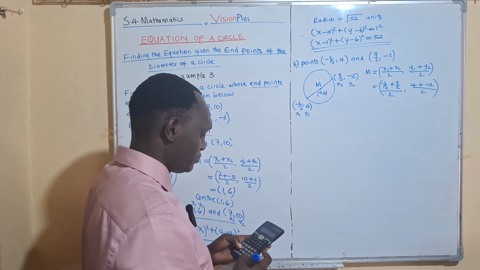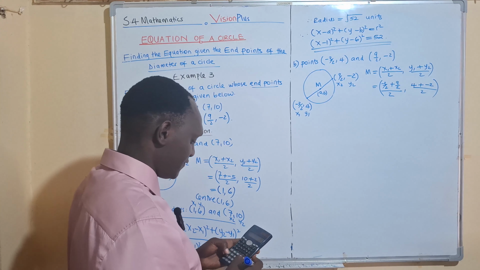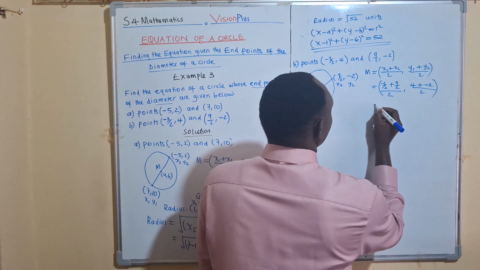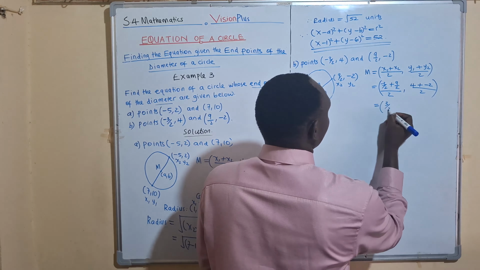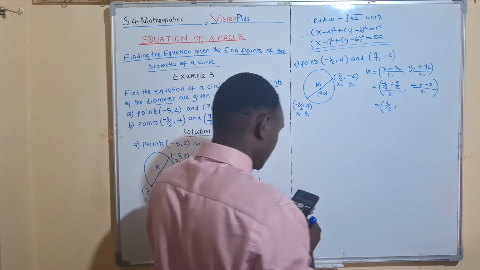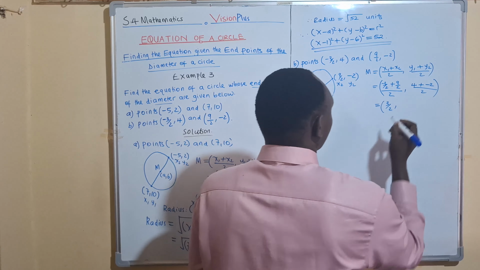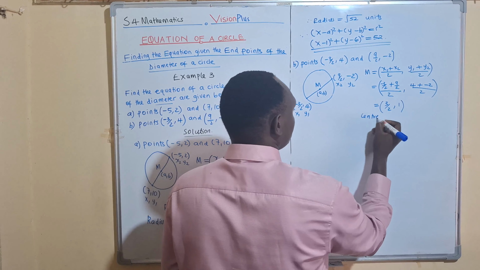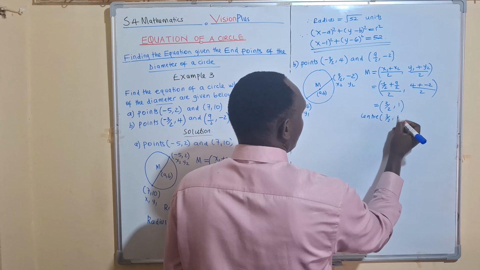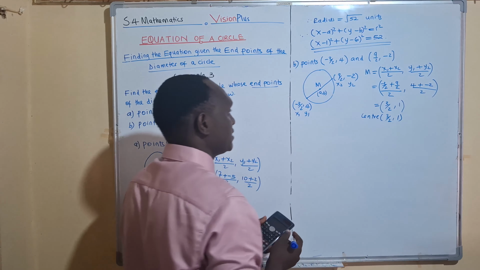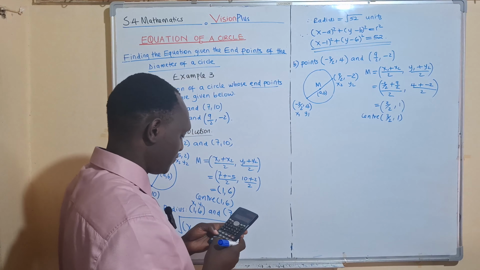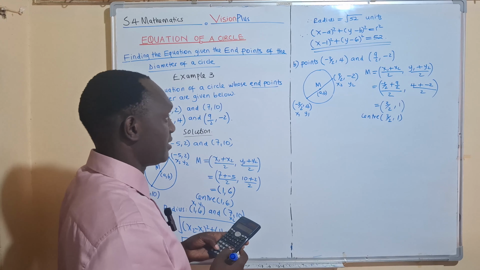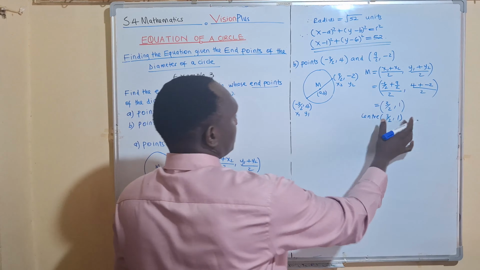Negative 3 divided by 2 plus 9 divided by 2. 3 divided by 2 will be here 3 out of 2, comma, 4 plus negative 2 divided by 2. I'm getting 1. So these are the coordinates of the center: 3 out of 2, comma, 1. Then we prove: 4.5 minus 1.5, 3 divided by 2. Yes. These are the coordinates of the center.